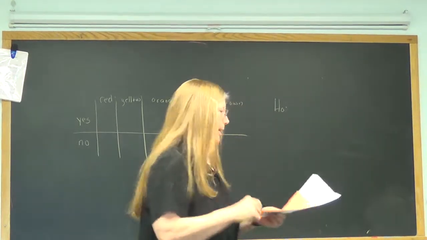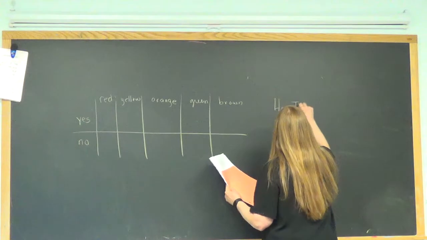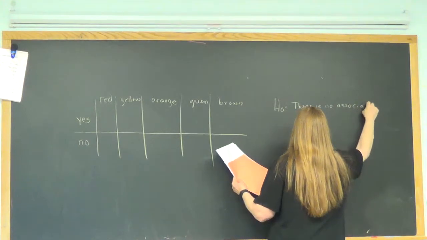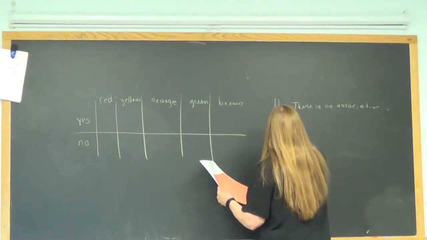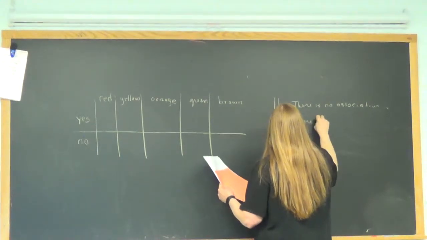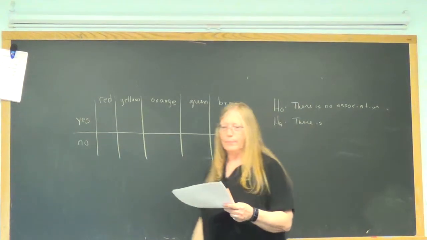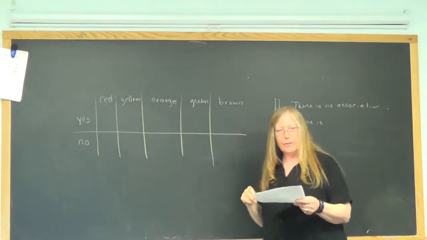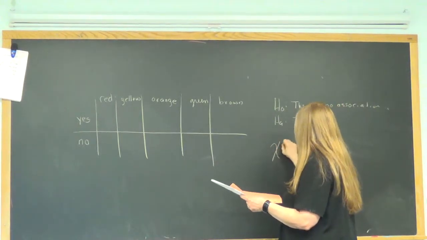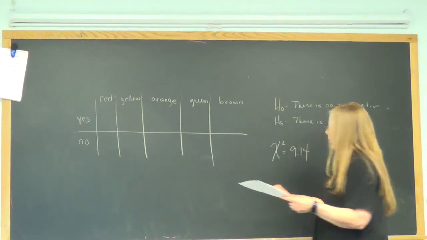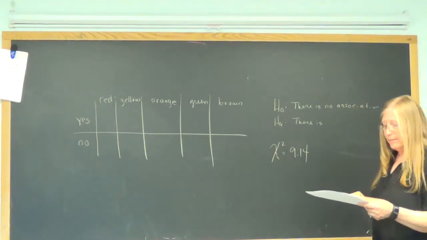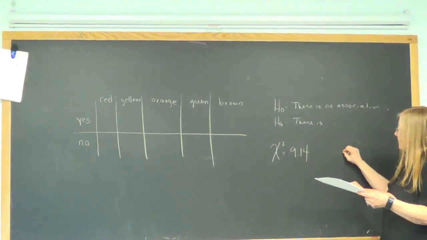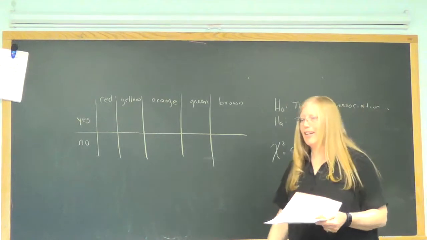All right, so if you've got H sub O and H sub A, how do we go from there? We've got chi-squared, so H sub O says there is no association. I'm not going to write the rest. And H sub A, there is. All right, so how do we go from there? To use the chart, what else do we need to know, Kevin? We've got chi-squared. So what do we need to know before we can completely use the chart? Can we not just use it now? No, we need to know degrees of freedom. Right, degrees of freedom.